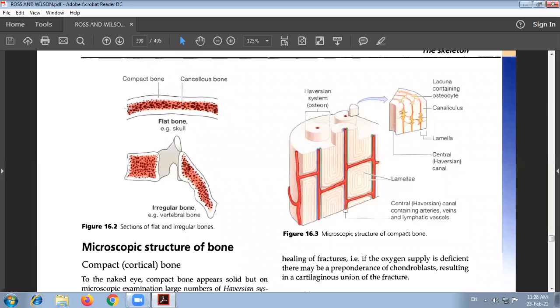The red color is shown here. That is the red bone marrow. So you can see this. This is the red bone marrow, and this is the cancellous bone. And the outer layer is the compact layer.